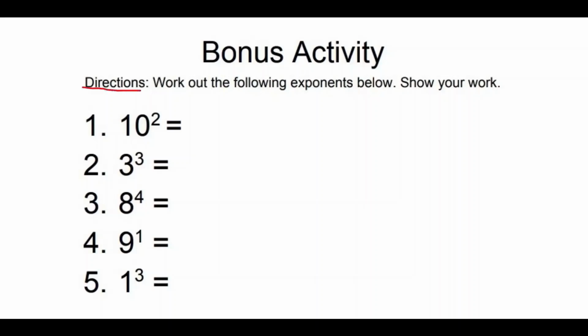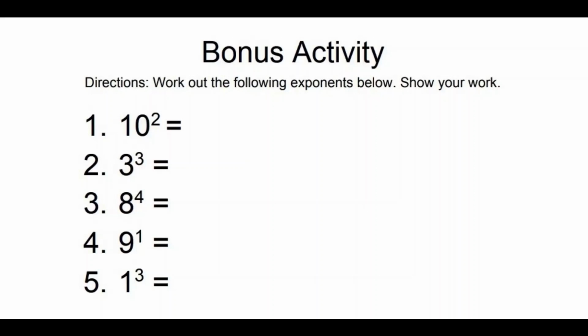So the directions say, work out the following exponents below, show your work. I'll go ahead and read through these just to say the exponents for you, but you don't have to write that down. Just write down the answers as I demonstrated to you previously. So looking at number 1 here, you've got 10 to the second power, or 10 squared. So just write the following exponents out, showing your work.